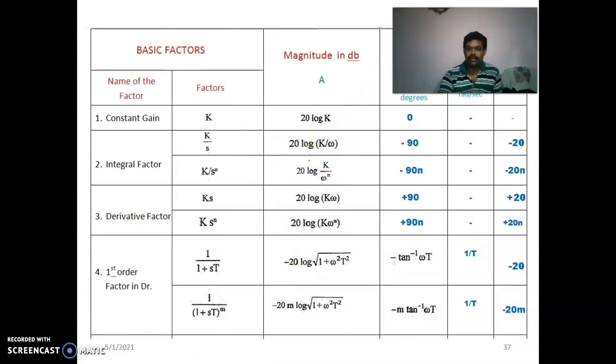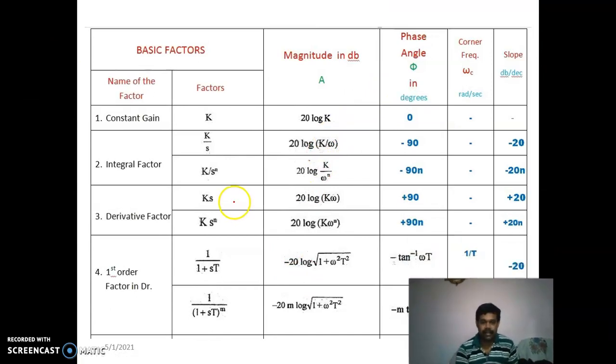Now we are going to see some of the basic factors, their magnitude and phase. This table will clearly give an idea.